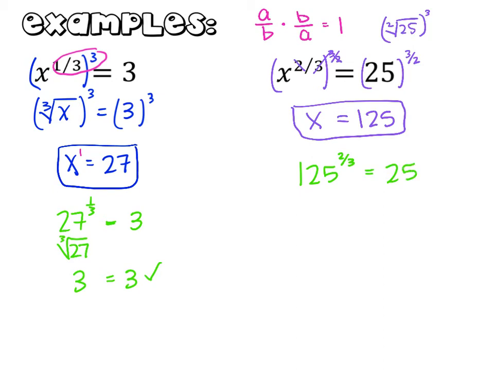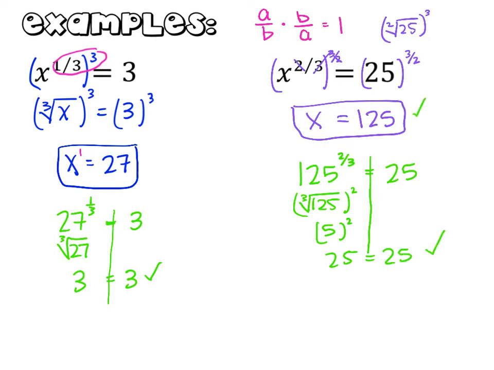Well, 125 to the 2/3 power, again, you could just use your calculator and see what you get for an answer to see if it checks. I'm okay with that. But what does it mean? It means the cubed root of 125 and then squared. So that's really 5 squared, and 5 squared is 25. So both of these check out.